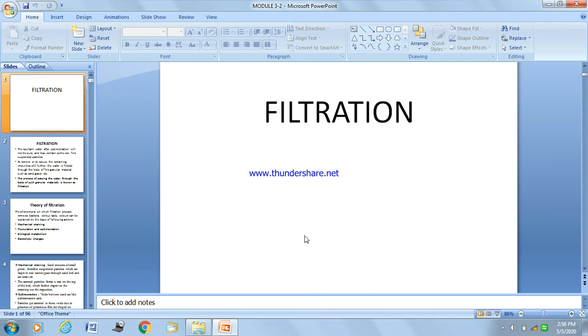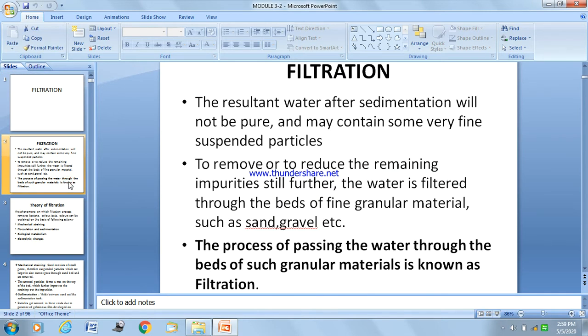We will start with the new topic, that is filtration. Last clip we discussed the sedimentation tank, how it works. It removes almost all of the suspended particles and colloidal particles, but they may not be removed completely. To remove them further, we send the water to the filtration tank.